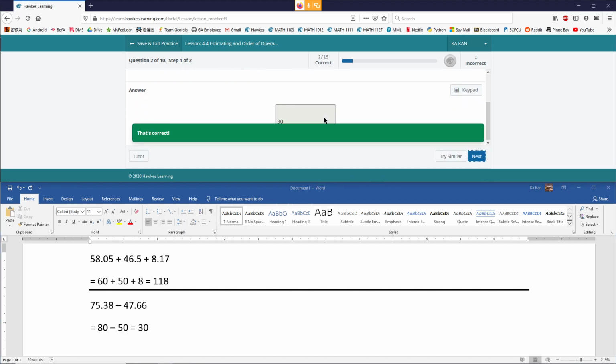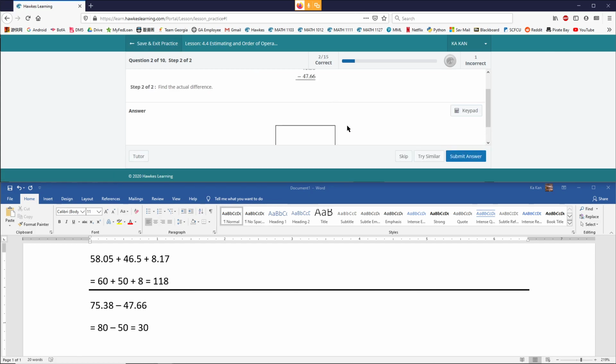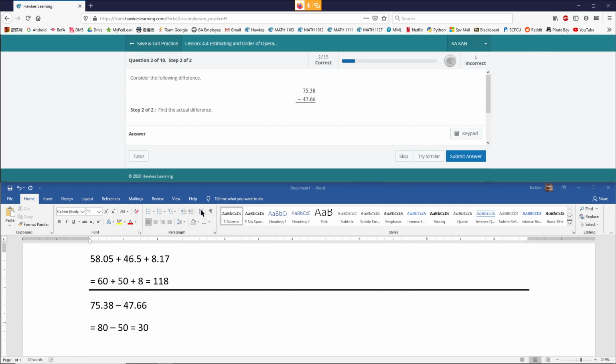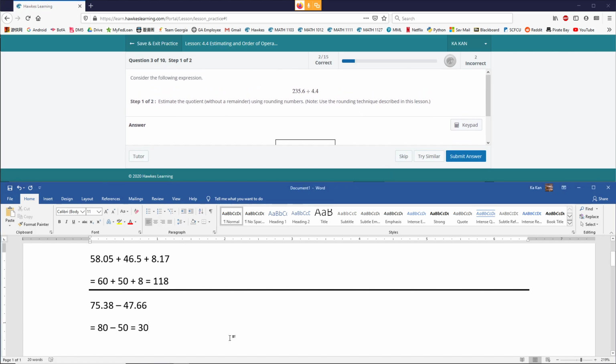So that way, it's probably the easiest way. So let's try that. I know it's easy to round it to 75 minus 48, but that actually makes it a little bit more difficult, right? What is 80 minus 50? That's the easiest way. So again, answer the second part of the question using the calculator, and you're good to go.